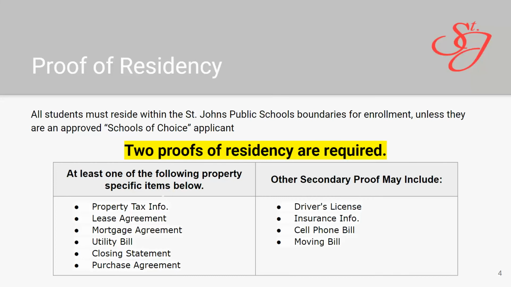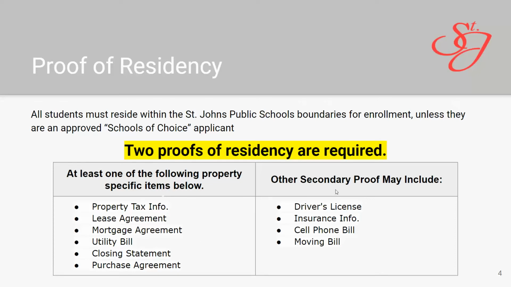So regarding proofs of residency, the district does require two, and you must have at least one of the following property-specific information. So a property tax statement that has the address, a lease agreement, a mortgage statement or a mortgage agreement, utility bill is very common, maybe closing documents from the purchase.